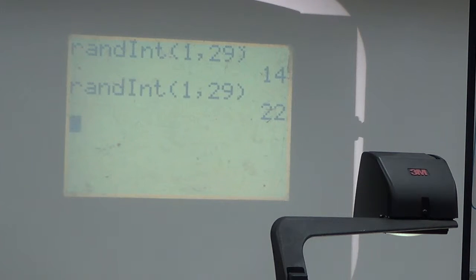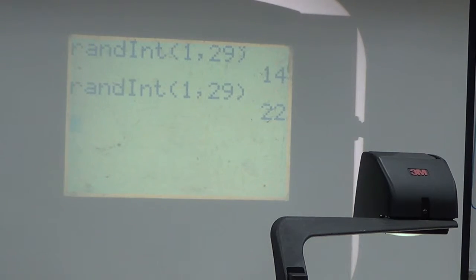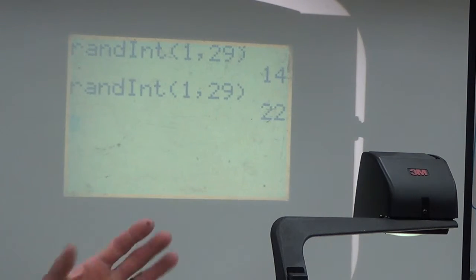So what this is going to simulate is the spread of a virus through a small controlled population. So imagine you guys are in quarantine, and there's a very aggressive virus coming.